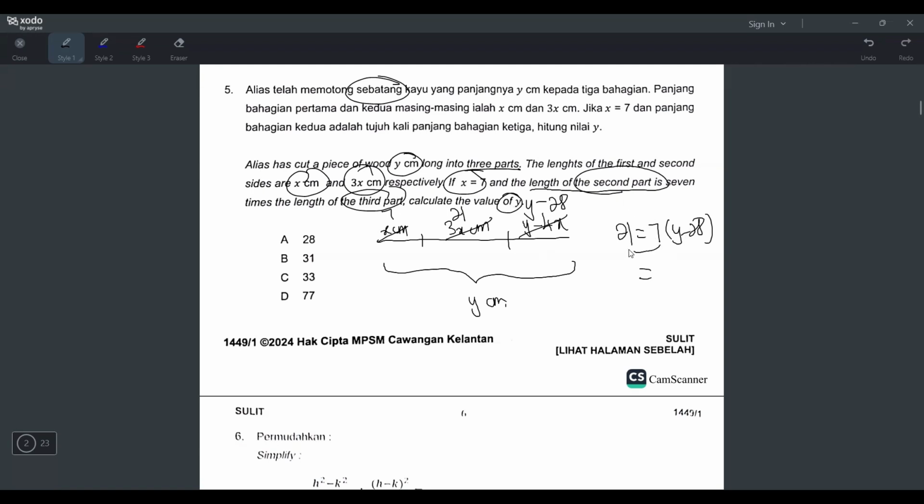So what I will do is I will move the 7 here. So this one, the relationship here is multiplication. Multiplication becomes division. 21 divided by 7 is 3. And this is y minus 28. And now you can find your y, which is 3 plus 28, 31. So the answer is B.